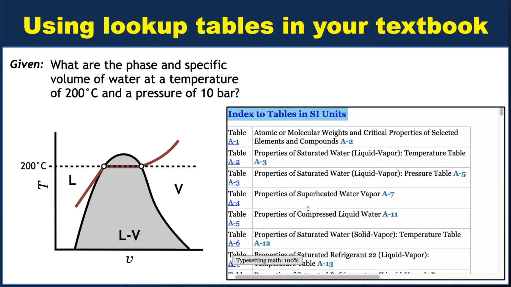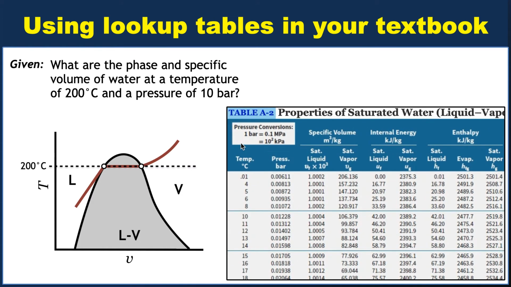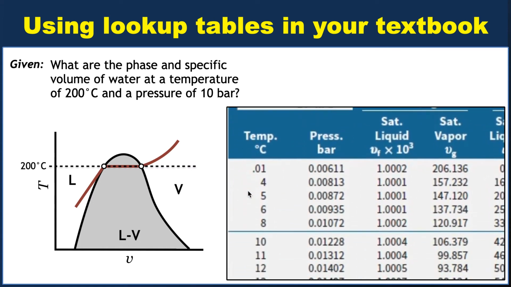Now we're interested in water. So if we look, table A2 refers to water, as does A3. A4 is superheated water, then there's compressed water. This one's saturated but is solid vapor, we probably won't use that too much. So I would say, since we're interested in the temperature of 200 degrees C, let's start with table A2, the temperature table. And this is way too small to read. It has a column of temperature and a column of pressure, but I'm going to zoom in so that you can actually read this. So let's scroll down in this table until we find a temperature of 200 degrees C.